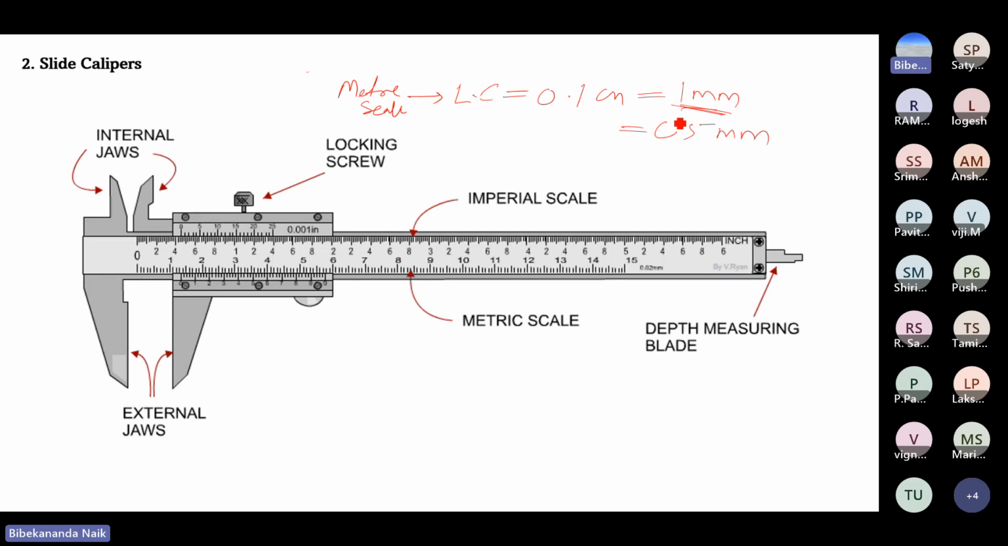So when you are measuring something which is very thin and its dimension is less than 1 mm, then we should use some other measuring device. So slide calipers is one. So this shows the different components of a slide caliper.